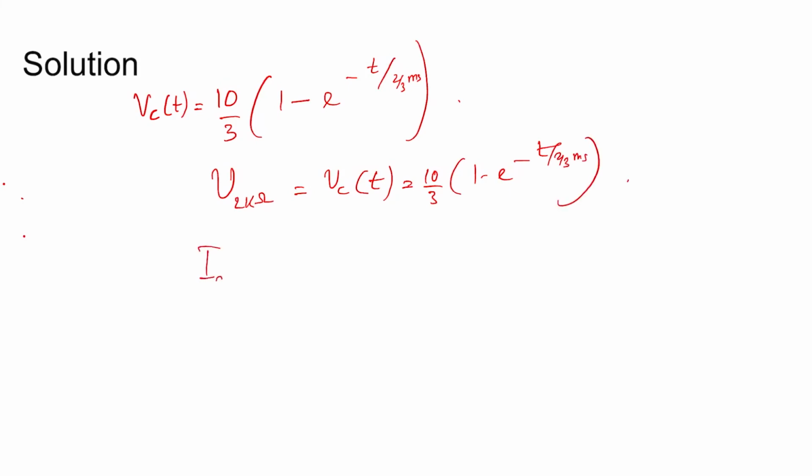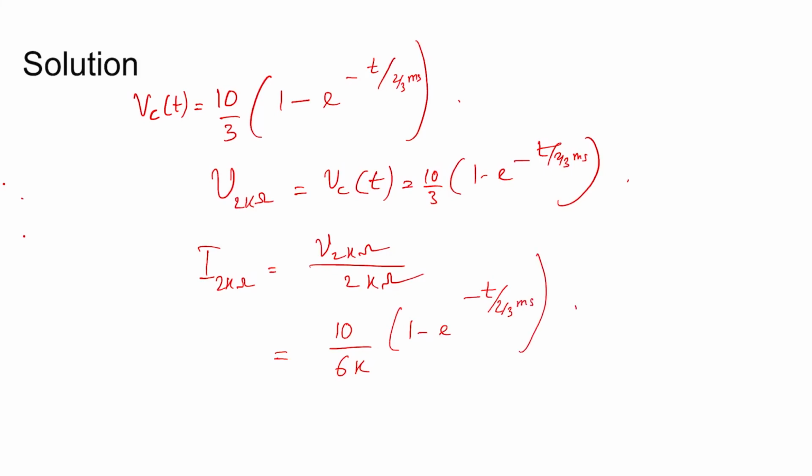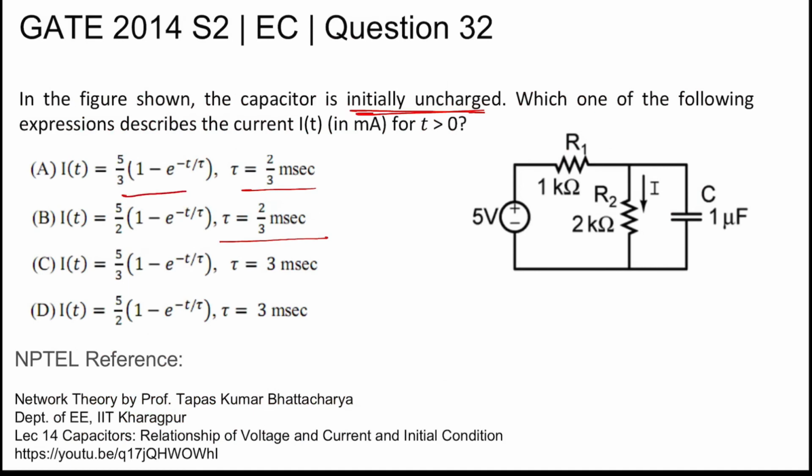Now the current through the 2 kilo ohm resistor equals the voltage across it divided by 2 kilo ohm by Ohm's law. So this comes out to be 10 by 6 kilo ohm into 1 minus e to the power minus t by 2 by 3 milliseconds, which equals 5 by 3 into 1 minus e to the power minus t by 2 by 3 milliseconds, in milliamperes. So tau equals 2 by 3 millisecond, and the current is 5 by 3 into 1 minus e to the power minus t by tau in milliamperes. So option A is the correct option.